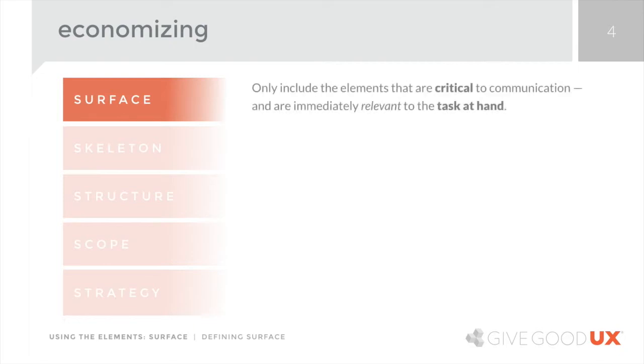The next principle of good user interface design is to economize. That means only including the elements that are critical to communication, the things that are immediately relevant to the task at hand. These are things that I need right now. They're things that I need in order to accomplish what I just started. The most important elements and actions on the screen should be easily perceived, and anything that's non-critical should be de-emphasized. And I'll show you a basic example of that.